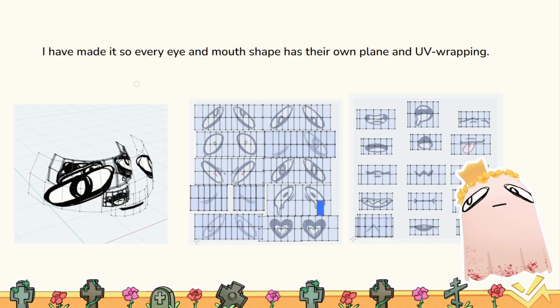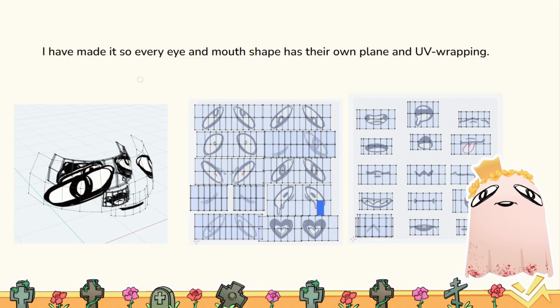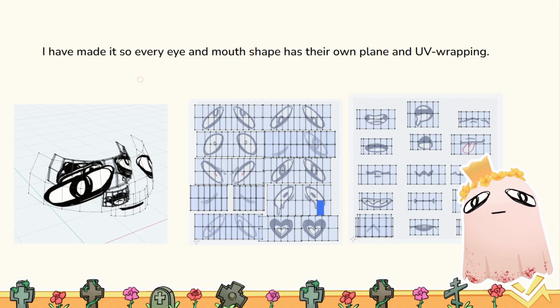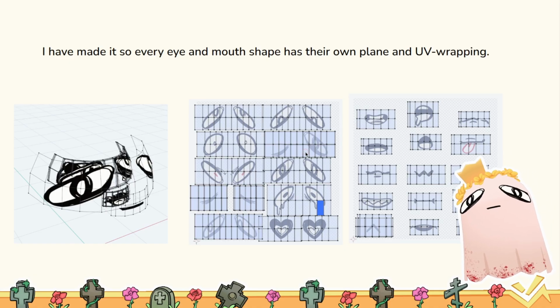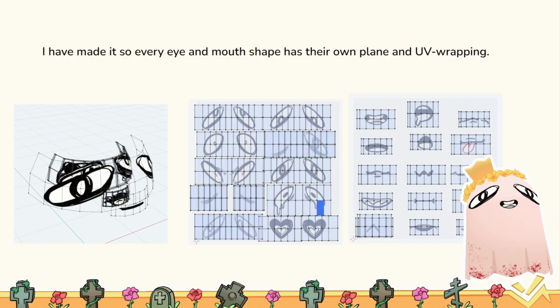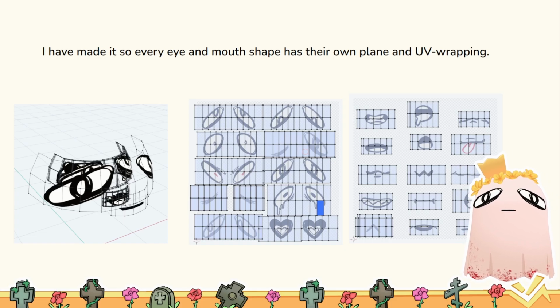I have made it so every eye and mouth shape has its own plane and UV unwrapping. So this is how I chose to tackle this. Someone in my previous video mentioned that it would have been enough to just switch materials of the model, but then again I don't know how it would work because I would have to have every expression on their own material, and there would be like tens of materials then. Dozens of materials, that's the word. So this is the way I did it.